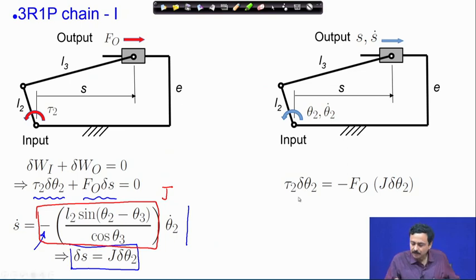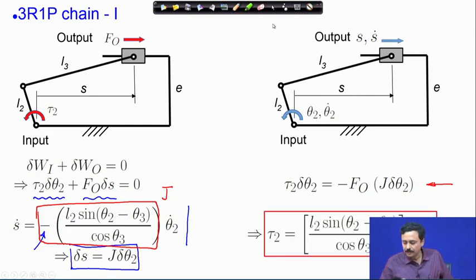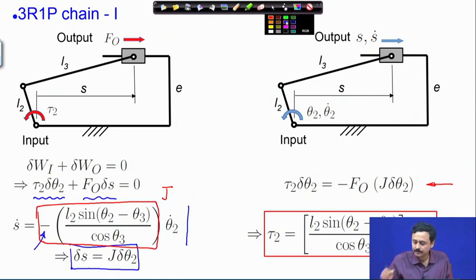So, again from the principle of virtual work, by replacing delta S using the virtual displacement relation, we have obtained this, and therefore, because delta theta 2 must be arbitrary, I obtain finally this relation between the input torque tau 2 and output force F naught.